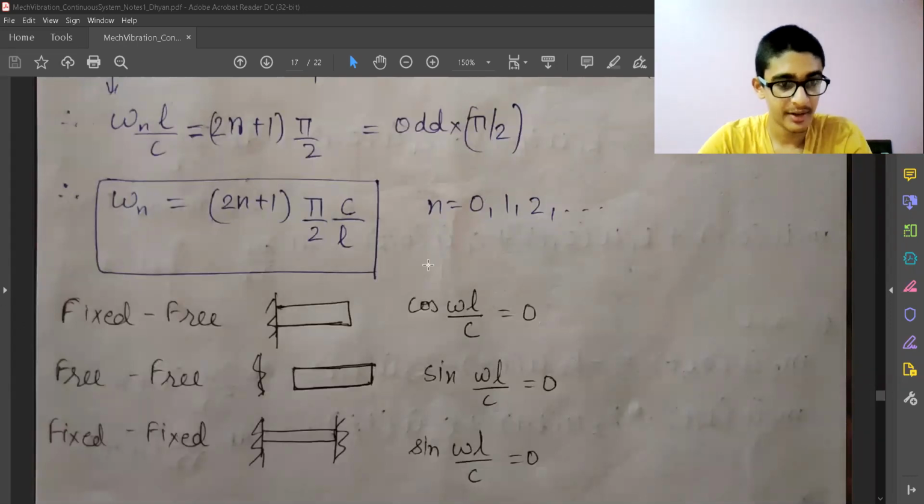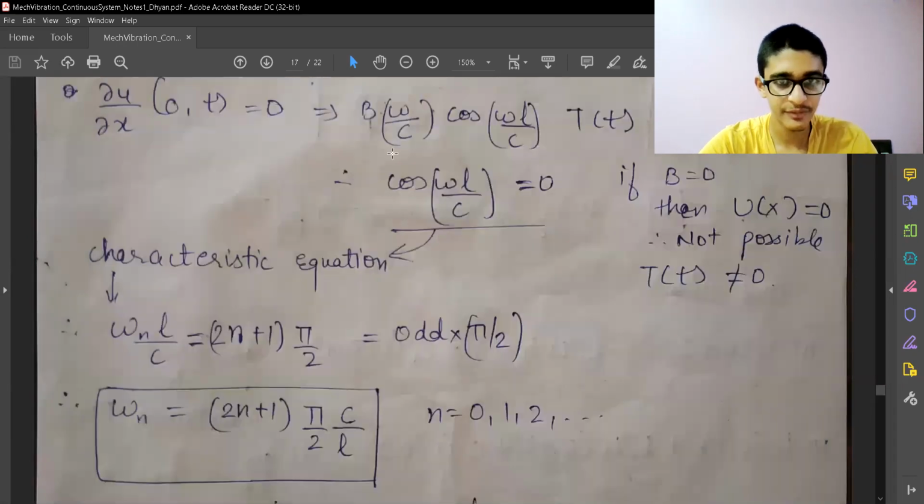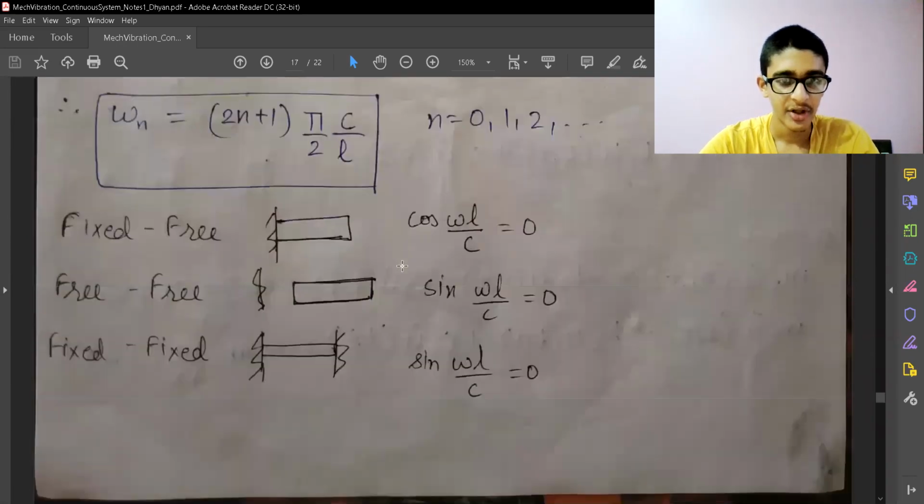Now multiple different boundary conditions will lead to different characteristic equations. I have just written down the characteristic equation. So if I have such a beam, such a condition where I have a fixed and free beam, this is what we have done right now. Fixed at one end, free at the other end, there is no force. That means cos omega L by c equal to 0 is the characteristic equation. And the solution will look like this.